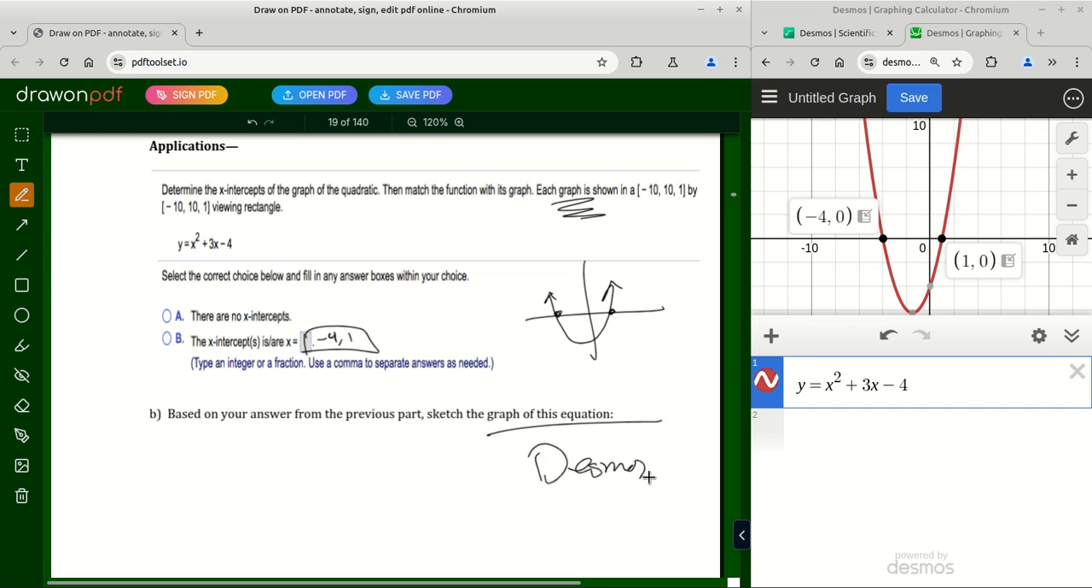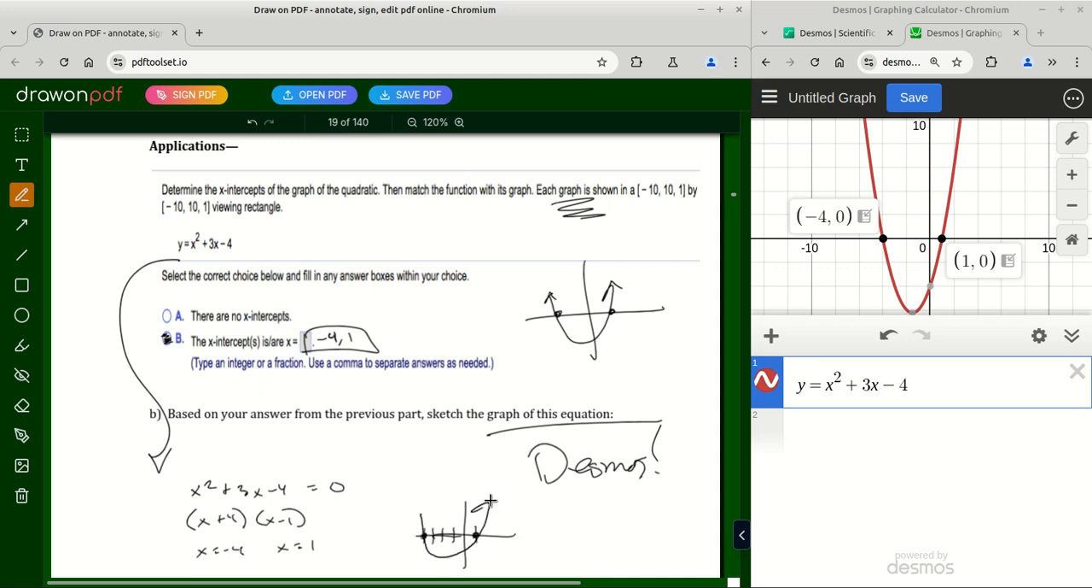Desmos. But I want to talk about it a tiny bit too. And it's a B, by the way. If I had to do it by hand, I would, of course, factor. We got a +4 and a -1. So x equals -4, x equals +1. And that means that on this x-intercept line, we got a -4 and a +1. And they say connect the dots and make sure it's a parabola. So there you go. We did it, but it's not as good as Desmos. Desmos is way better.